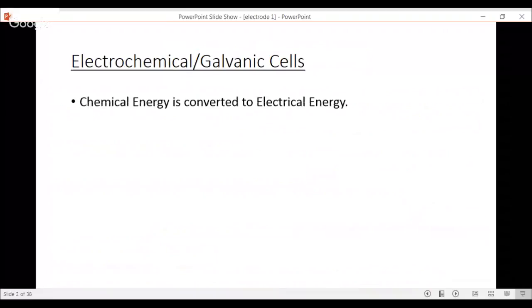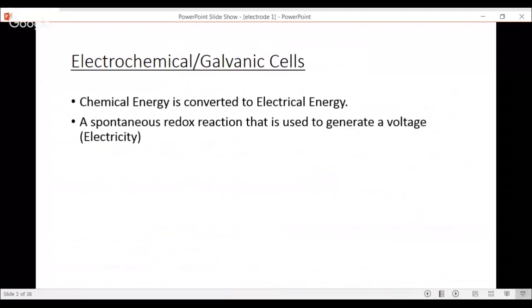Now, quickly looking at electrochemical cells, chemical energy is converted into electrical energy. That is all that is happening. Now, what is the chemical energy and how is it converted to electrical energy? We have already seen that in electrochemistry, the chemical species either gives electrons or receives electrons. So a reduction or oxidation reaction has to take place. If the reaction is spontaneous, then a voltage or electricity will be generated. So we will see that.